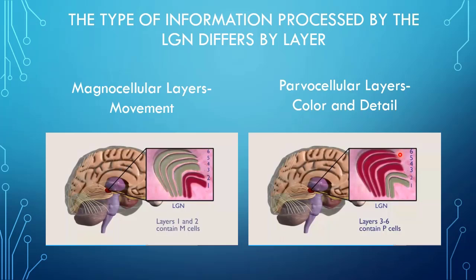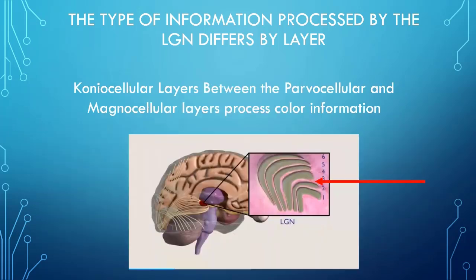So again, think of this as a filtering system. We've started to filter information about movement, which you might imagine comes more from rods that are better at detecting contrast and light and dark differences, whereas color and detail is more coming from the cones. And then between all of these, in something that oddly your book kind of poorly represents, we have these coniocellular layers, and these are important for processing color information.